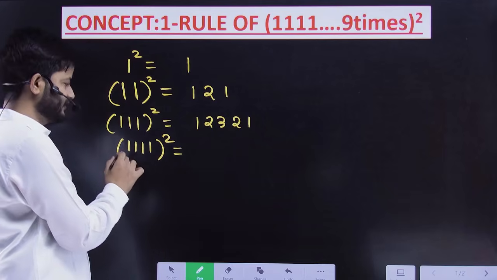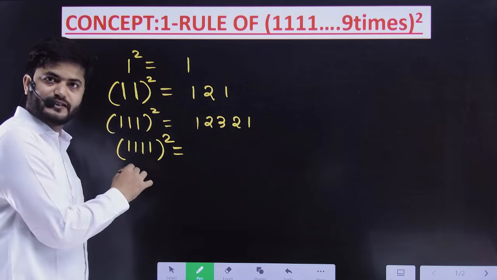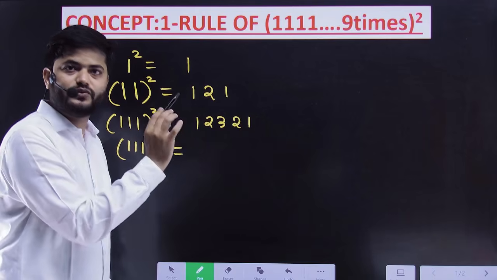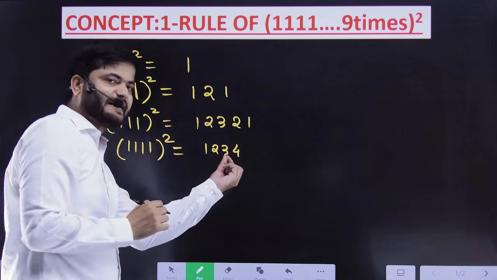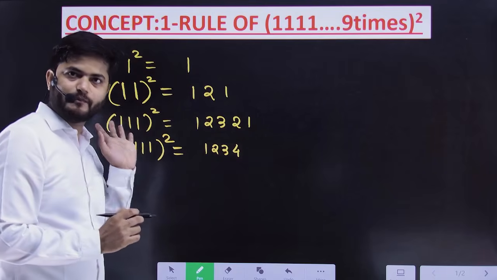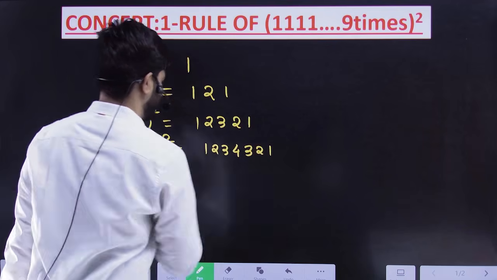Next, when we write 1 4 times and we have to find the square of this number, 1111, 1 is written 4 times. Write the counting up to 4: 1 2 3 4. Now decrease the counting up to 1 from the maximum 4. After 4, 3 2 1.